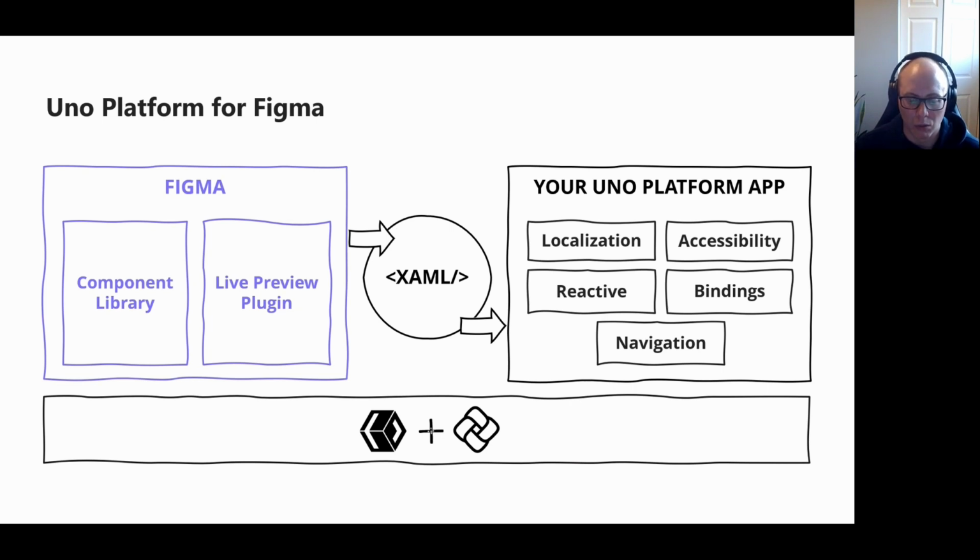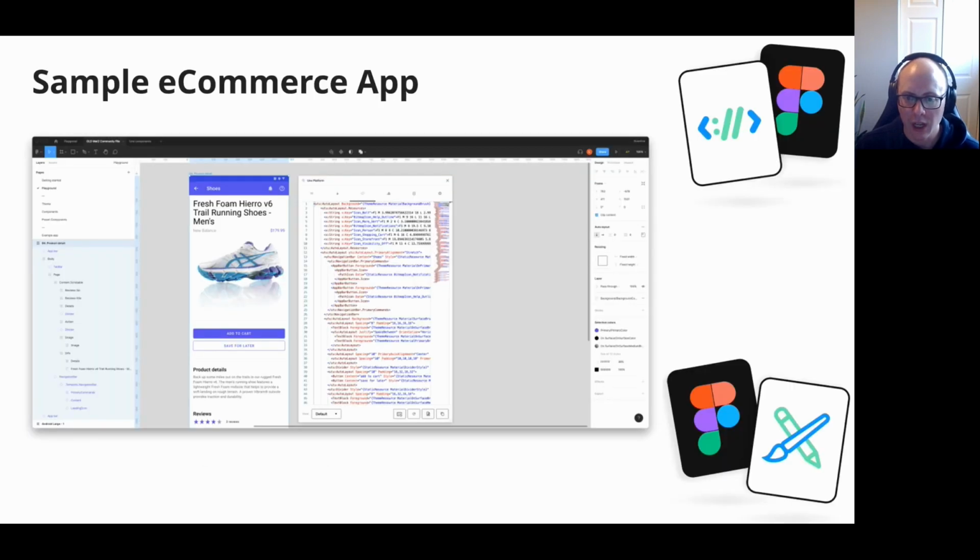And so the big two things here are this component library that I mentioned. The Figma file for the Uno Figma plugin has all the components and all the states and all the different variations that you can do for Uno controls, but it also has the live preview, right? So you can actually see what your application will look like live, and it's a generated Uno application using the XAML that was generated. So we'll look at it right now.